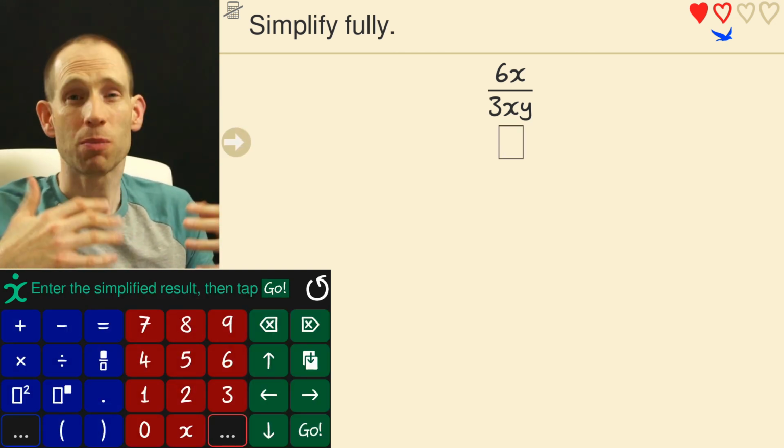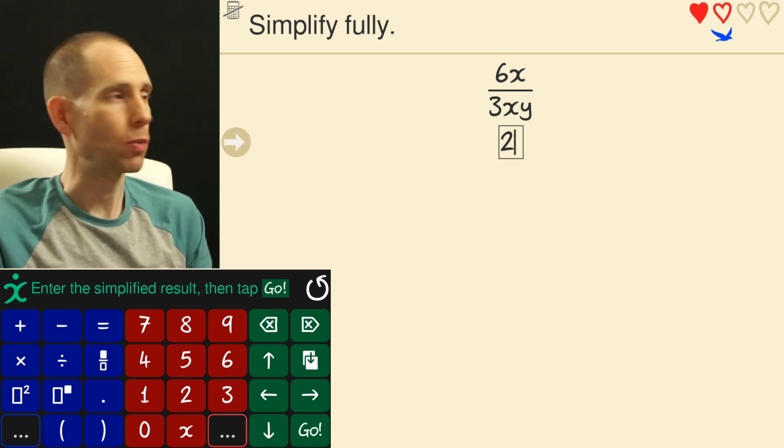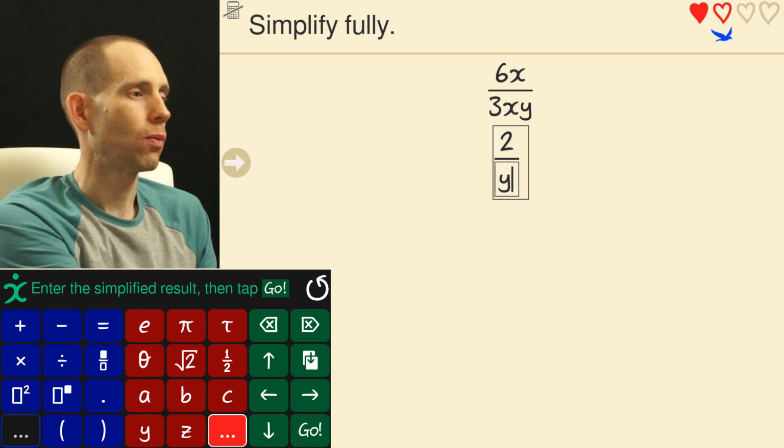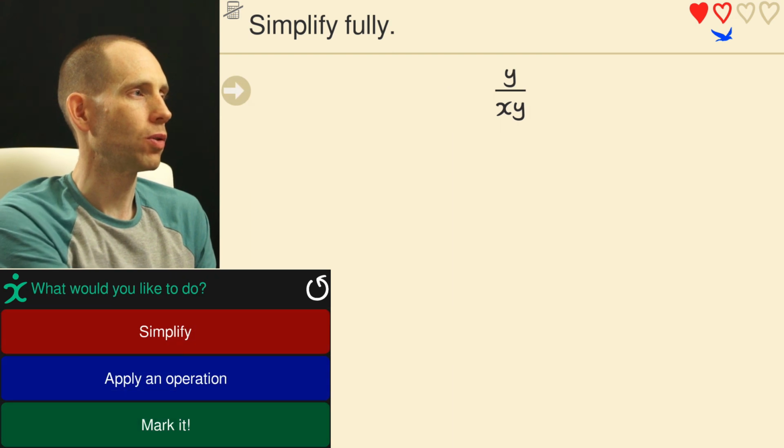Similar one, so 6 divided by 3 is going to give me 2. X divided by x is going to give me 1. And then there's a y in the denominator, so divided by y. There we go. Let's do one more.